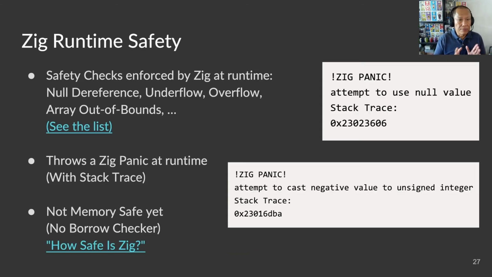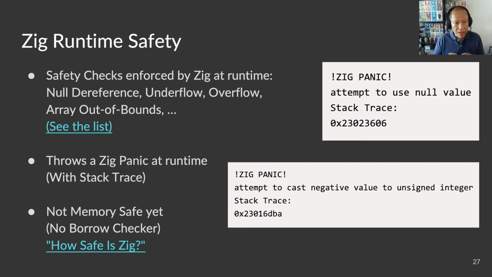Now that we have a simpler, friendlier way for our LVGL developer to build touchscreen apps, let's talk about safety. Zig performs safety checks at runtime. If we try to dereference a null pointer, or if our computation causes an underflow or overflow, if we try to access an array beyond its bounds, all these will trigger a Zig panic, followed by a helpful stack trace, which is really helpful for tracking down the bug.